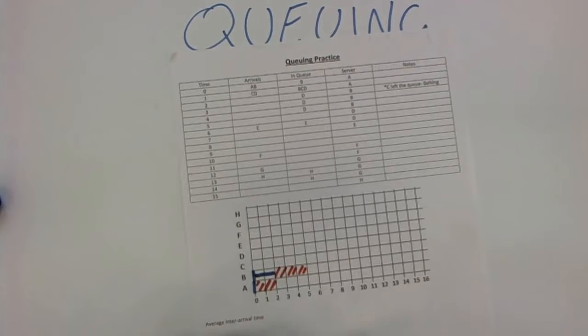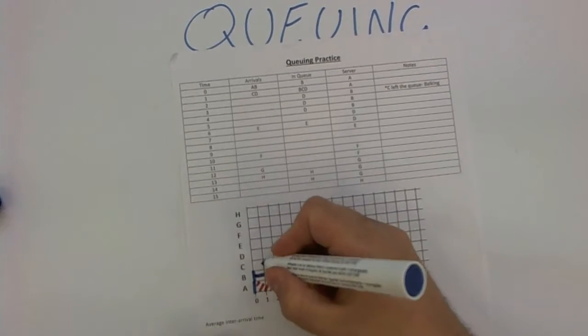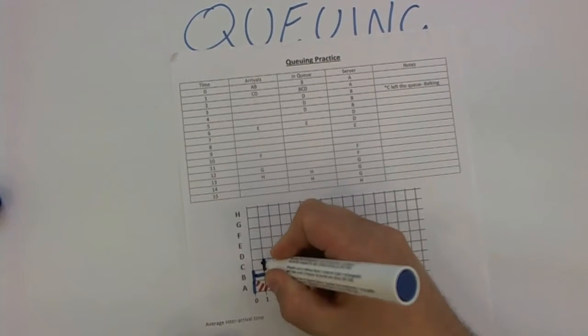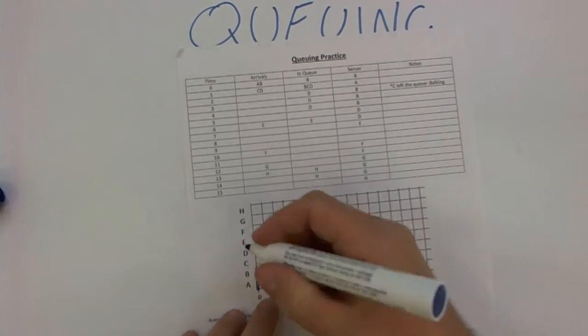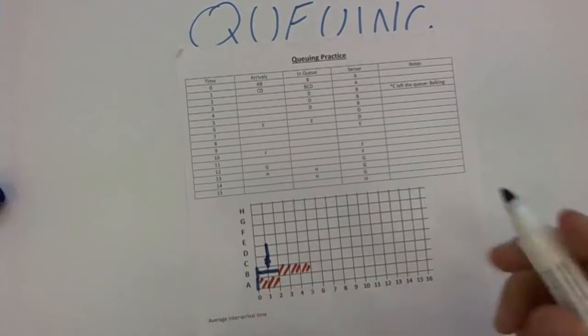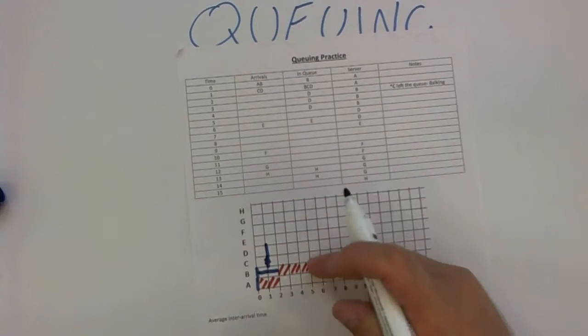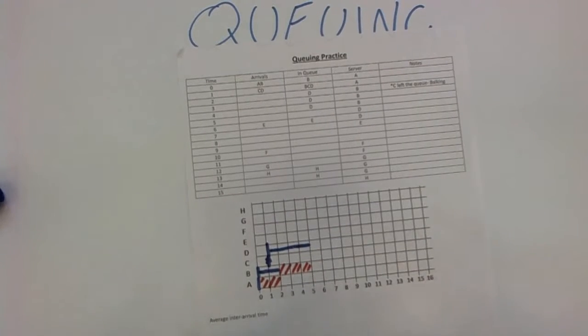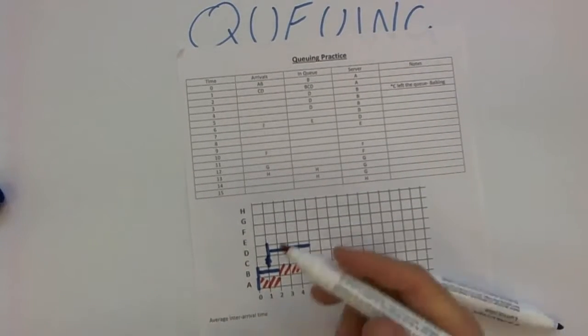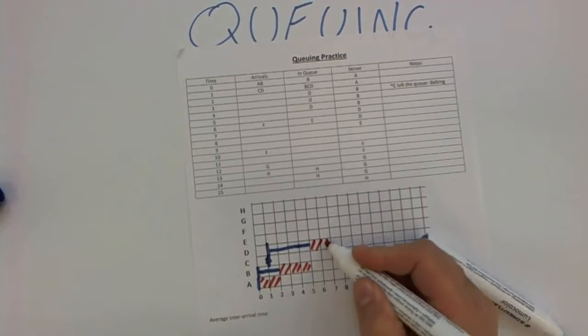Then he left. C arrived at the 1 minute mark, but saw the queue and decided to leave, so I'll put a little cross there. D arrived at the same time, and he waited in queue until B was finished, so we'll draw a big line here. And D was served for 2 minutes.